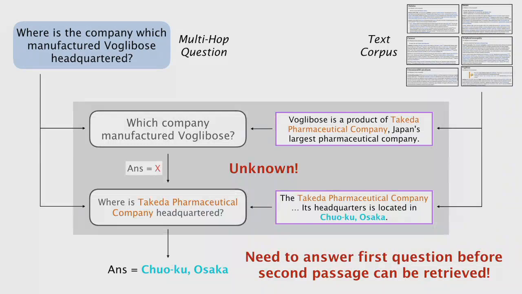I'm also going to assume a practical setting where we don't know these intermediate steps. We don't know the decomposition of a question into these sub-questions. We don't know what passages are required to answer those sub-questions. So how can we build a model, given just a data set of question and answer pairs, to do this sort of reasoning?